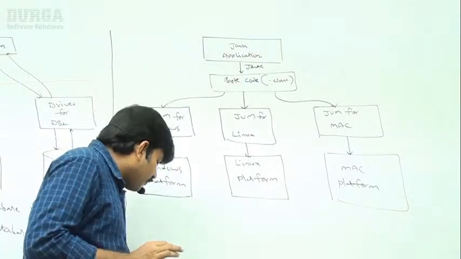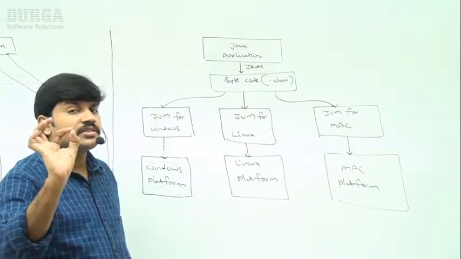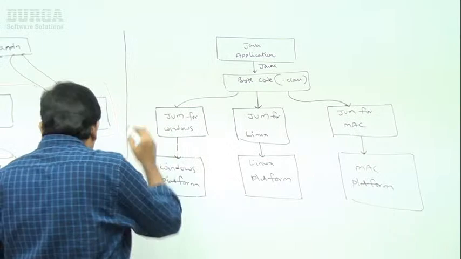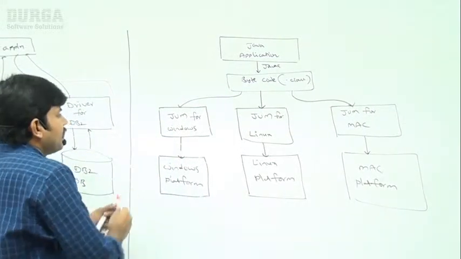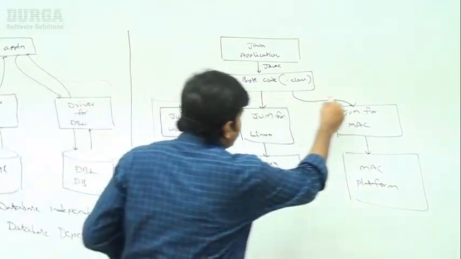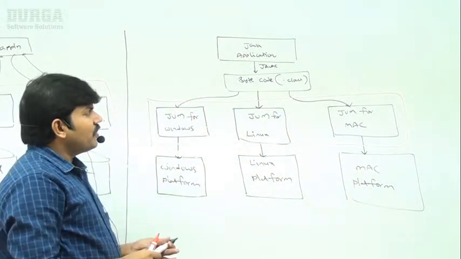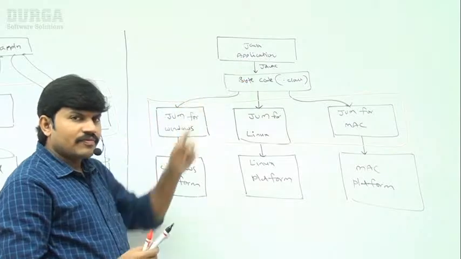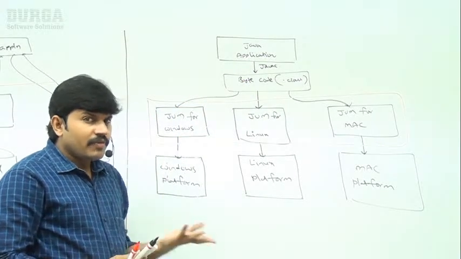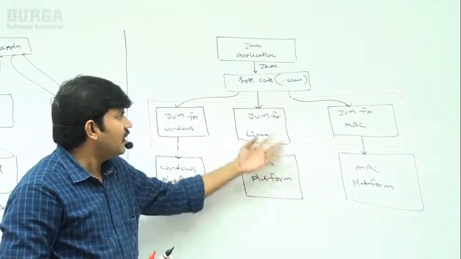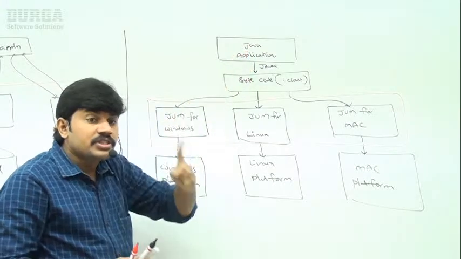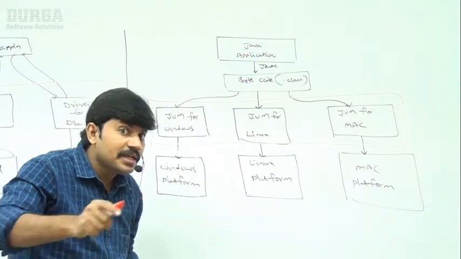Sir, how is this platform independent nature coming? Just because of only one thing: because of this JVM. Remember this one. Now, is Java platform dependent or platform independent? Platform independent, because 3 machines are there but only one program. That's why Java is platform independent.